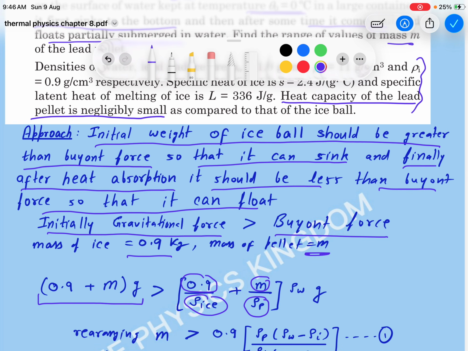Nowhere it is written that the pellet is very small. That is not written anywhere. So that's why I am considering the volume of the lead pellet also. So m by density of pellet, into, now this is the total volume immersed, density of water into g. So this should be greater than this.